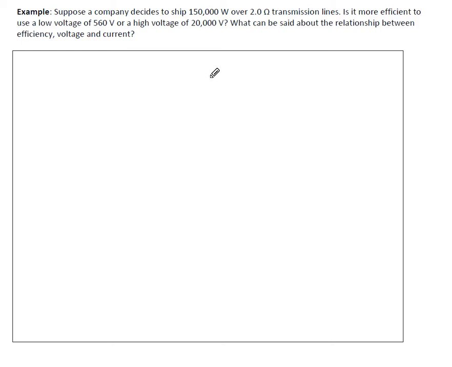So I'm going to solve this twice. Let's put the dotted line down the middle. Power is equal to current times voltage. So we want to ship 150,000 watts. And it's asking, is it more efficient to use a 560 volt line or a 20,000 volt line? So I times 560. If we want to do a 560 volt line, we need a current of 268 amps. Now we can solve for how much power is lost.